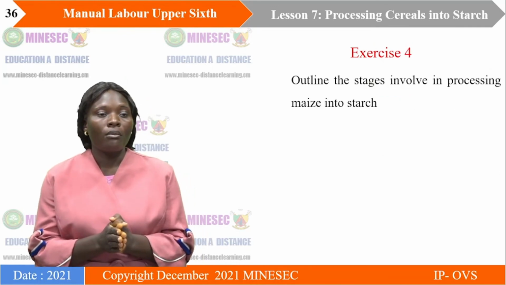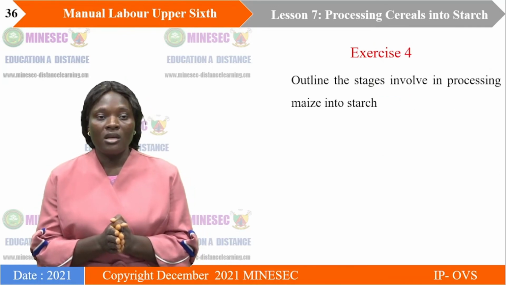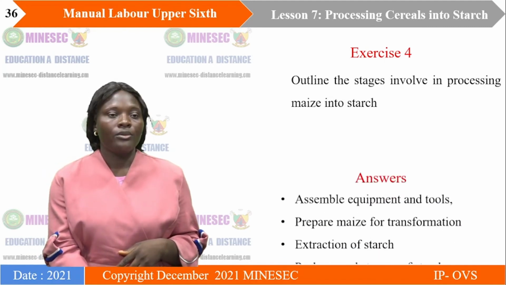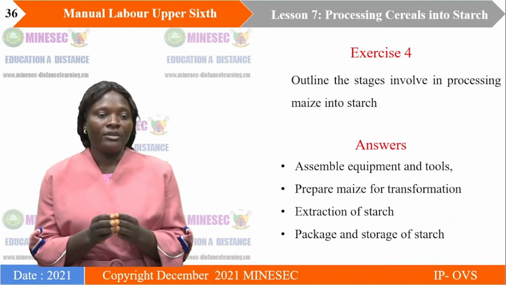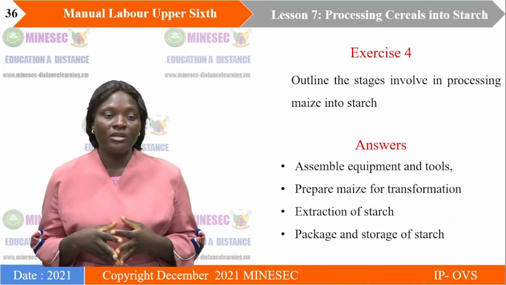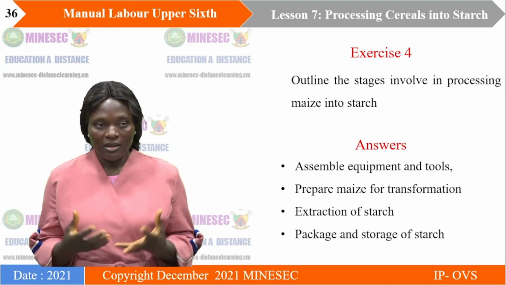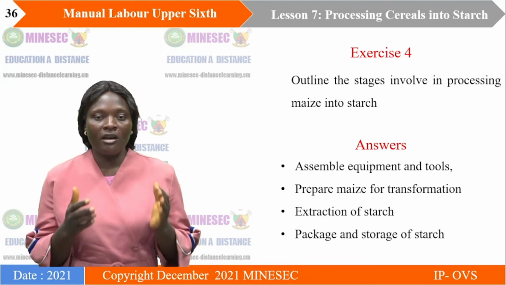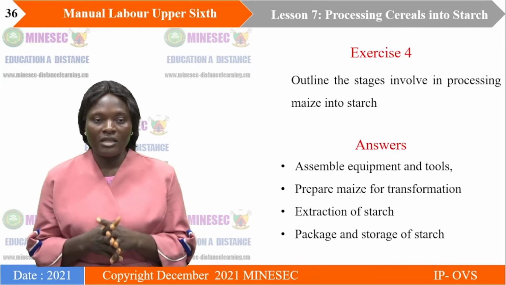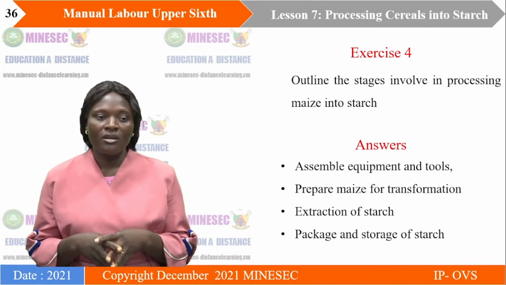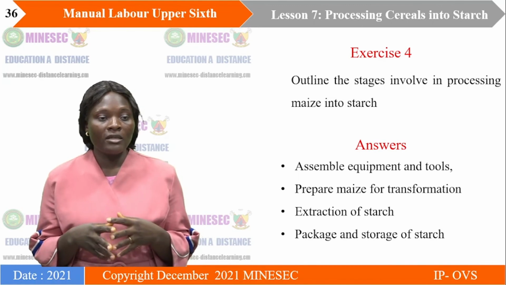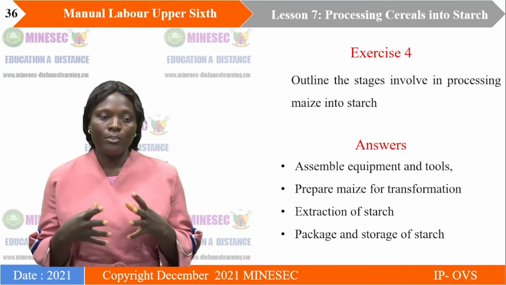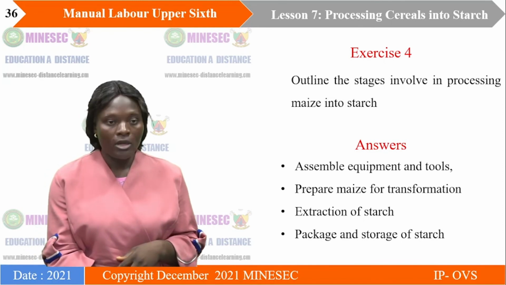Exercise four. Outline the stages involved in processing maize into starch. The first stage is to assemble the equipment and materials. The second is to prepare the maize for transformation. The third is to extract the starch. And the fourth is packaging and storage. That's the last stage, packaging and storage of starch.